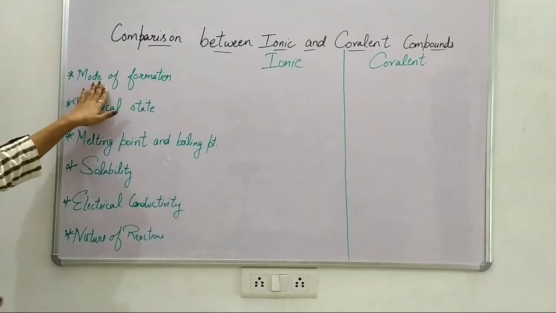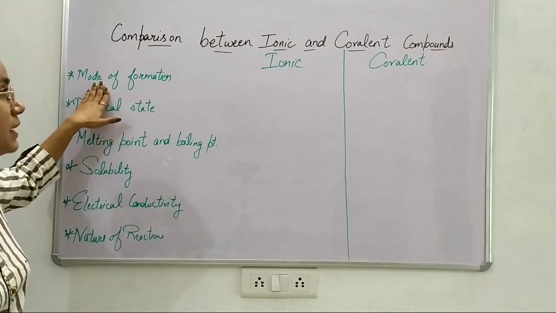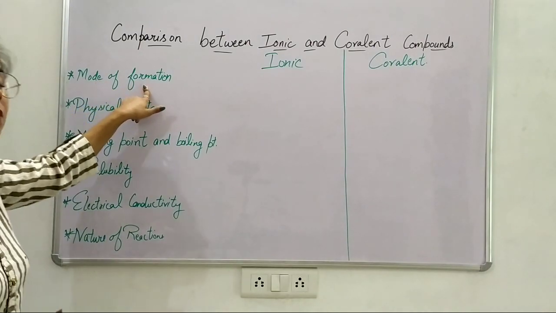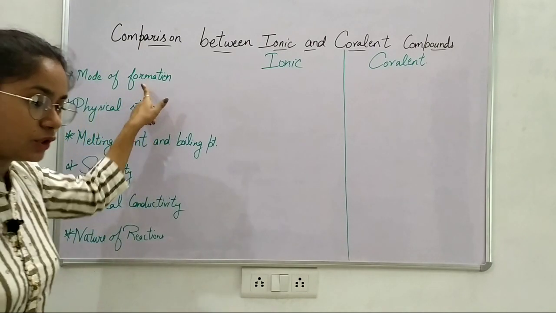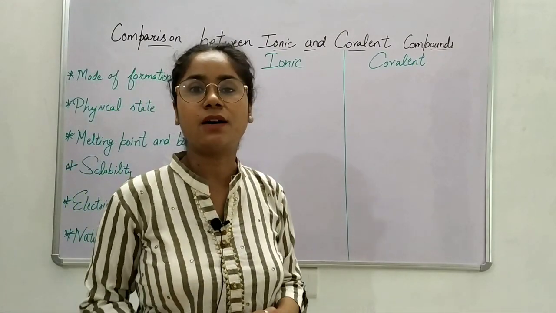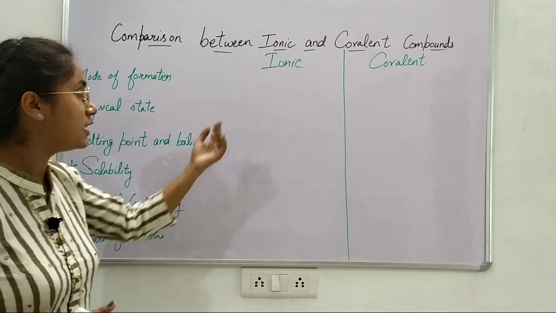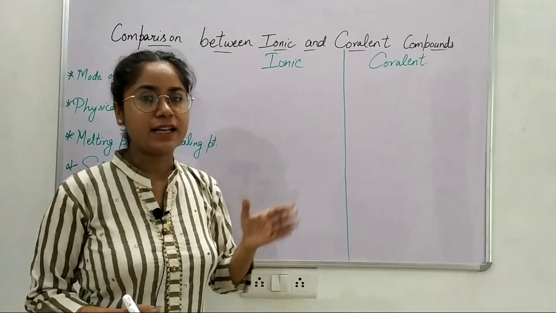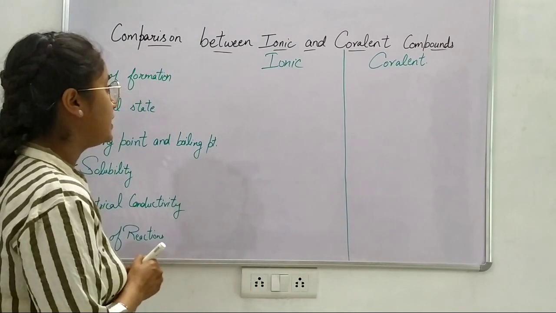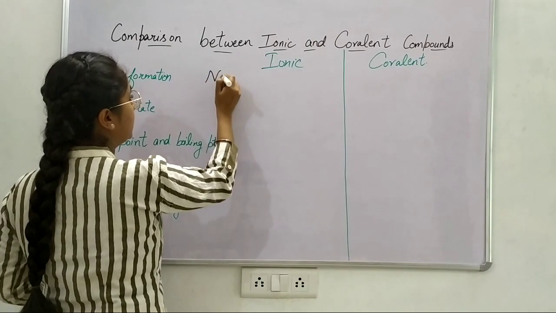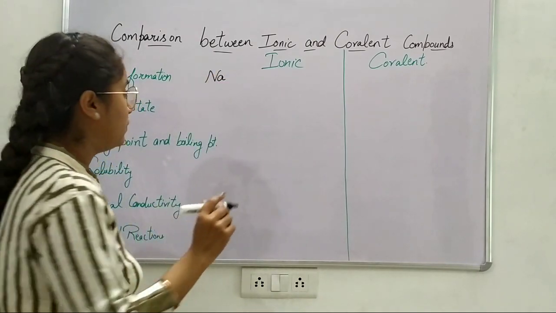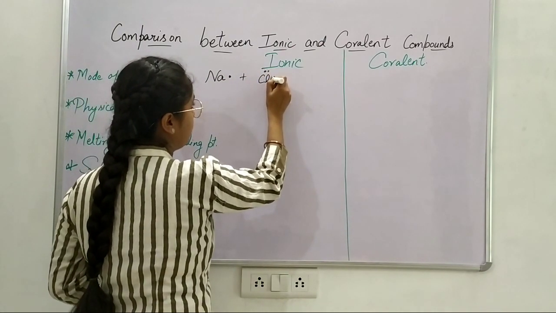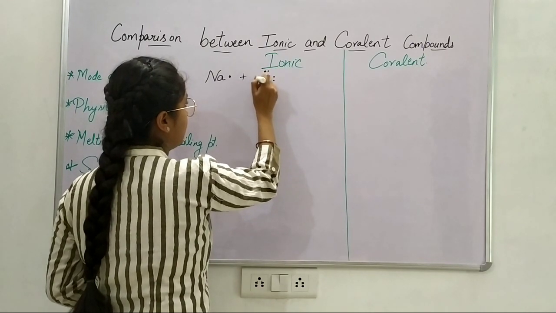Now, continuing to the comparison of ionic and covalent compounds, first of all let us talk about the mode of formation. By the mode of formation, I mean how these compounds are formed. In the case of ionic compounds, as I told you just now, electrons are transferred from one atom to another atom. So let us take the most common example. We have sodium. Sodium has 1 electron in its valence shell and chlorine has 7 electrons in its valence shell.